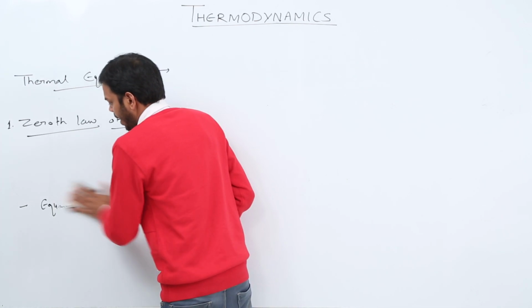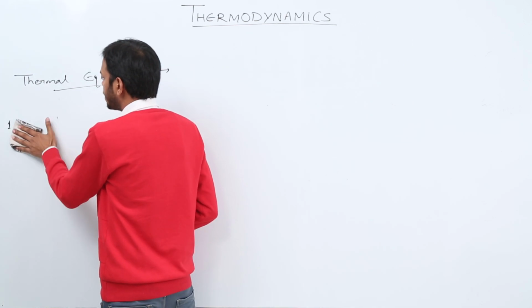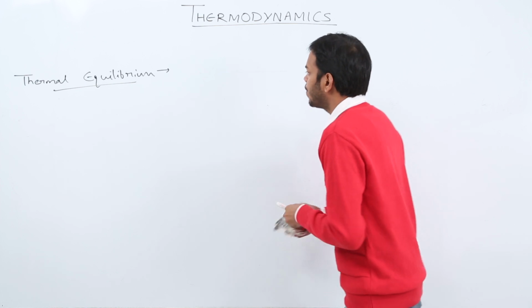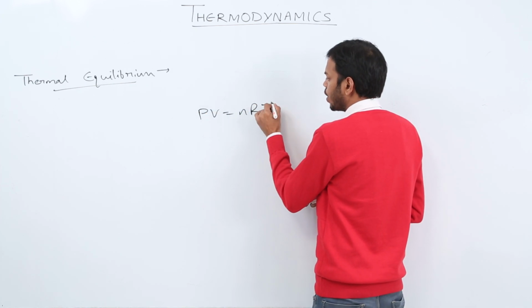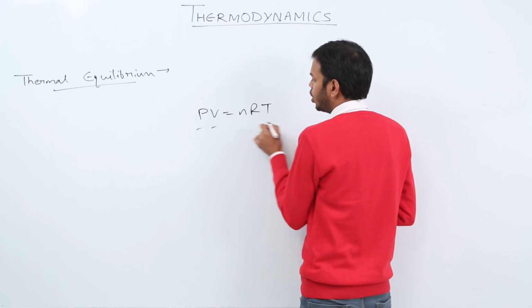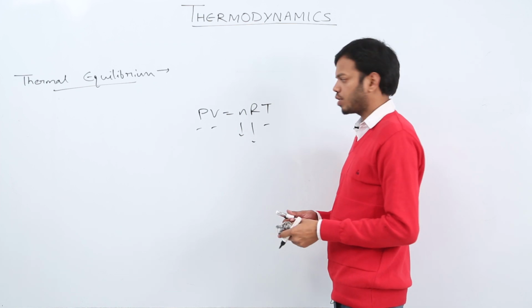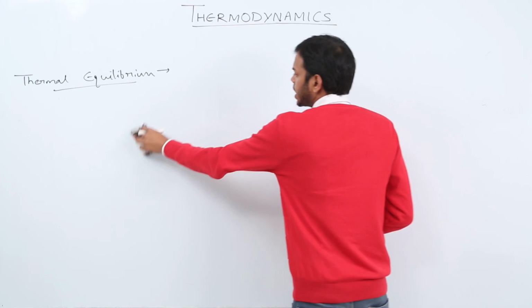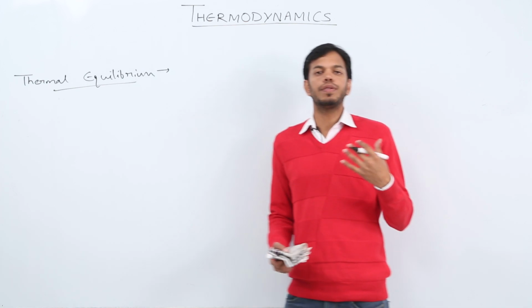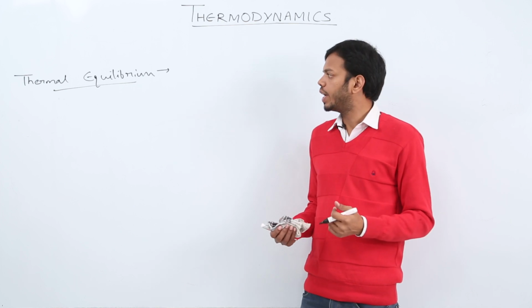For example, if I talk about an ideal gas, an ideal gas can be completely represented by an equation which you might have done in chemistry, that is PV = nRT, right? Where P is pressure, V is volume, T is temperature, n is the number of moles of the gas and R is the universal gas constant. So this is an equation which completely explains the status or the changes in an ideal gas, that is PV = nRT.